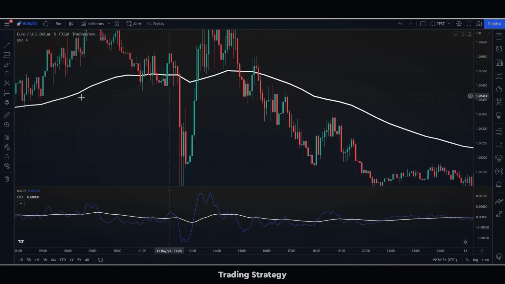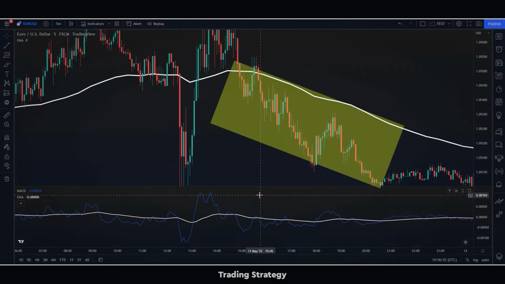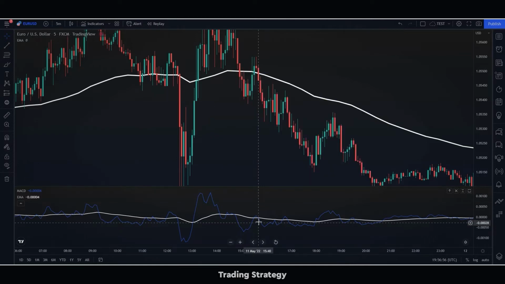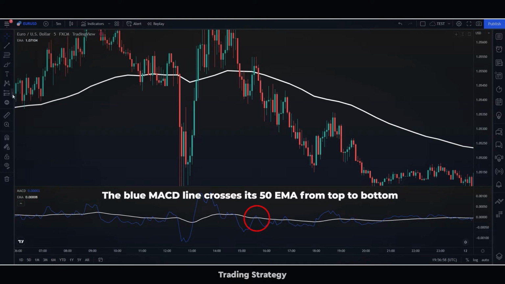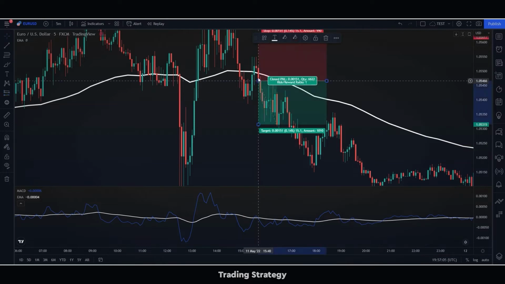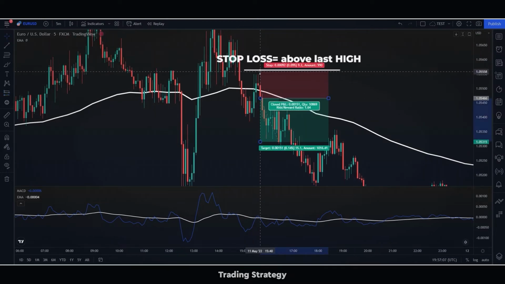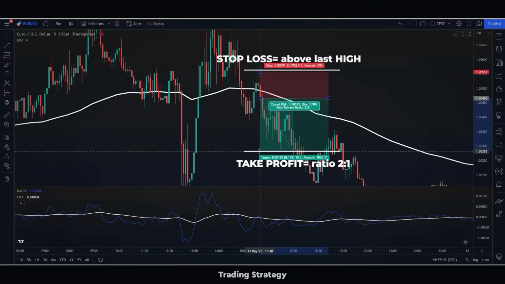In the case of wanting to carry out a sell operation, we will wait for the price to be below the EMA and also for the blue line of the MACD to cross its EMA of 50 from top to bottom. We will put our stop loss above the last high and our take profit in a risk-benefit ratio of 2 to 1. That is, we risk 1 to try to get 2.